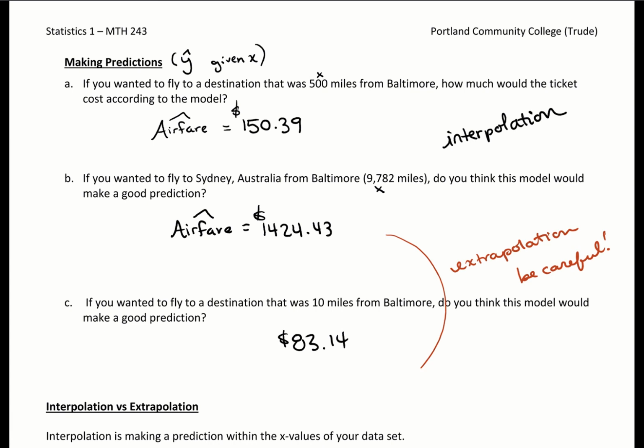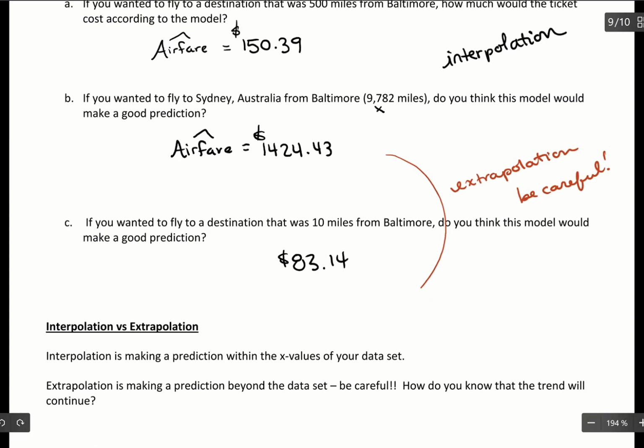For traveling internationally, usually traveling such a short destination, you'd be using a private plane, so that could change the cost completely. You wouldn't really be using an airline. So you just want to be careful. If we're extrapolating, just say that it might not be true because we don't know if the trend is continuing. So that's how we make predictions with our data.